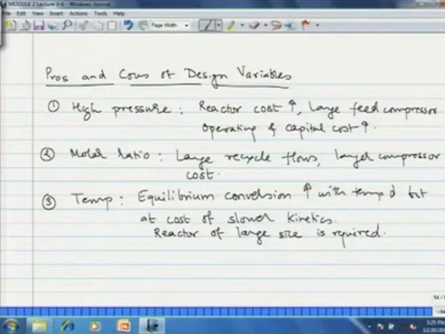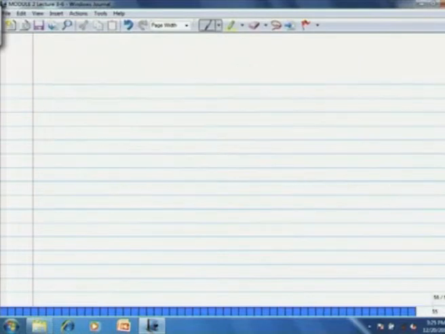So, this example basically demonstrates the treatment of equilibrium limited reactions. We have to first identify the variables that affect the equilibrium conversion, and then we have to identify the pros and cons of that particular design variable. Now, let us see some more examples, how to increase the equilibrium or how to get rid of the equilibrium limitations of a particular process.